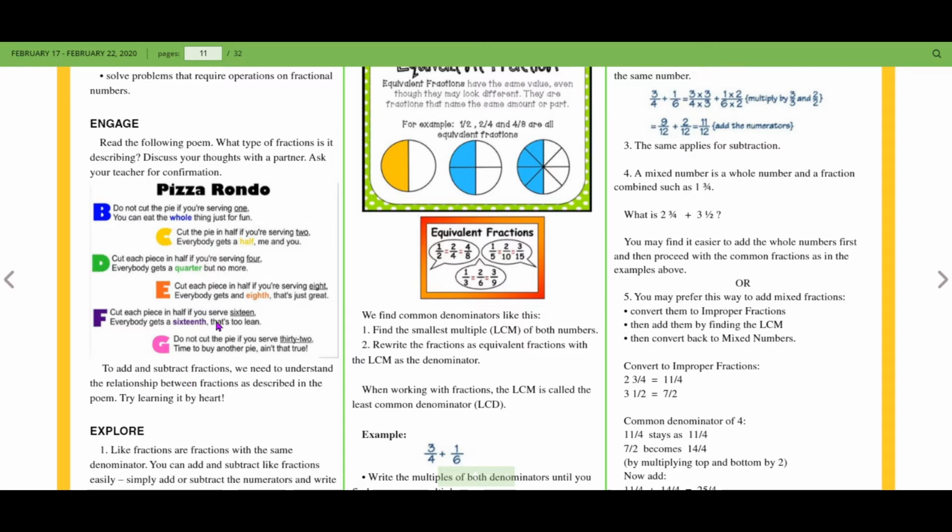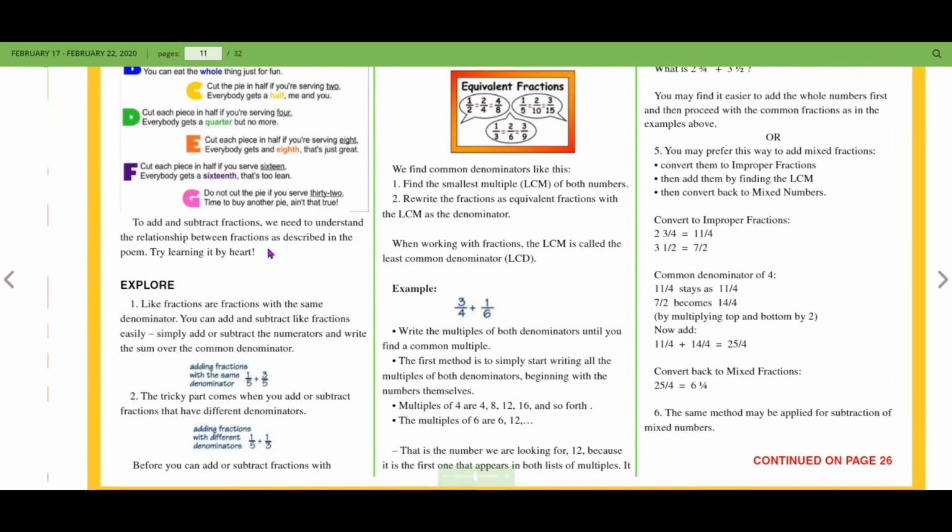So, just from that alone, we can see that we have certain fractional numbers coming out here. For example, here we see whole, half, quarter, eighth, and 16th. And we have 32 here as well. They were dividing it into 32 pieces. To add and subtract fractions, we need to understand the relationship between fractions as described in the poem. Try learning it by heart.